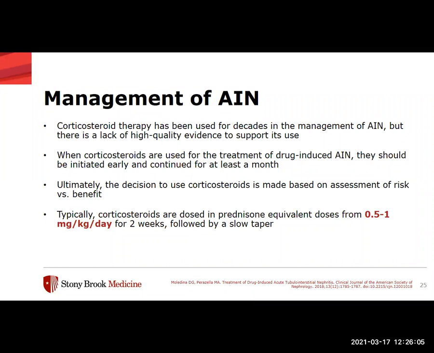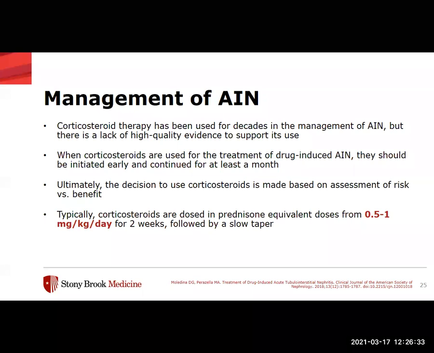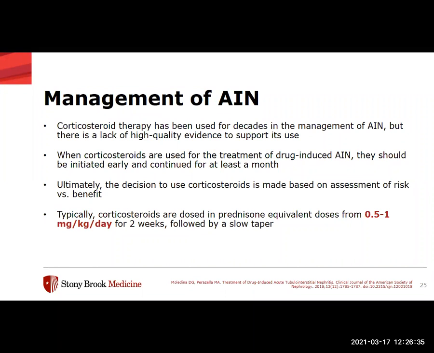So as we know, there is this underlying immune-mediated damage in drug-induced acute interstitial nephritis, and this is the rationale behind the use of corticosteroid therapy. So although corticosteroids have been used for decades, efficacy for the treatment of drug-induced acute interstitial nephritis has not been evaluated in a randomized controlled trial. And evidence from existing trials has supported the potential benefit of early administration on long-term recovery of kidney function. Additionally, in existing trials at 1 month follow-up, serum creatinine concentrations were found to be lower than when used for shorter durations.